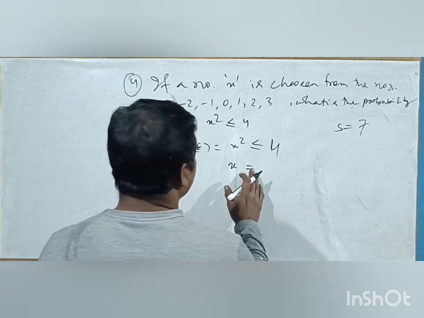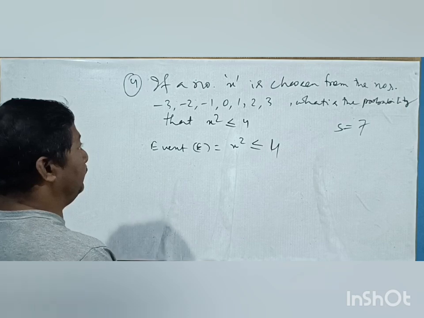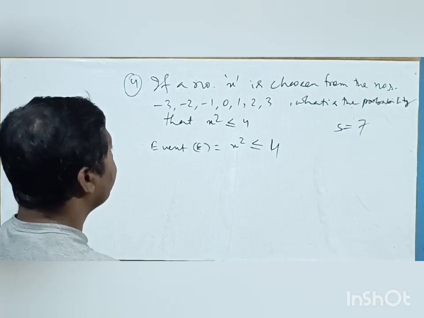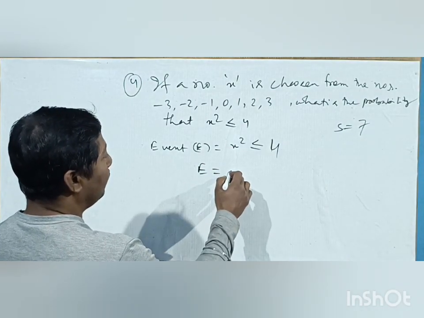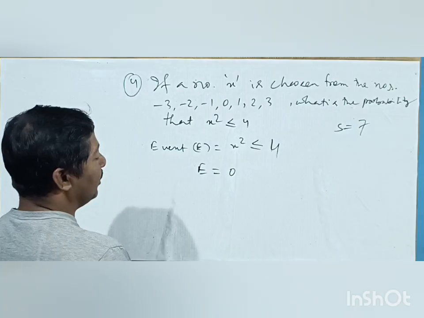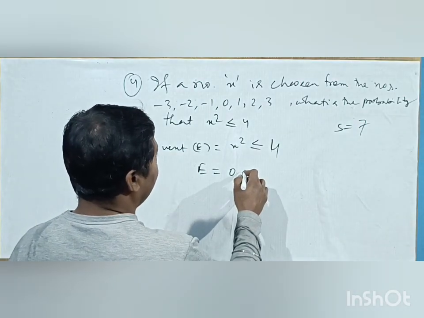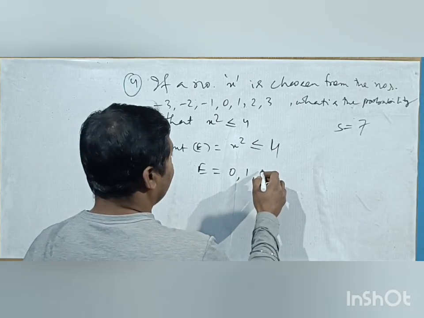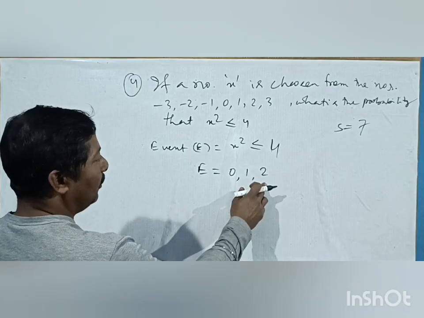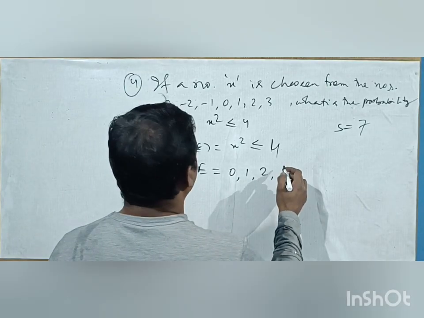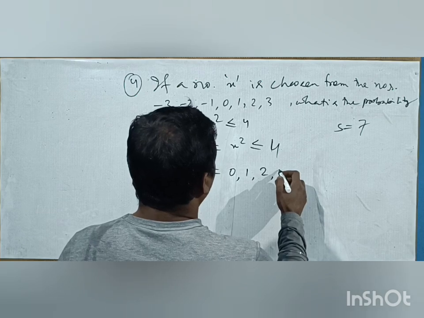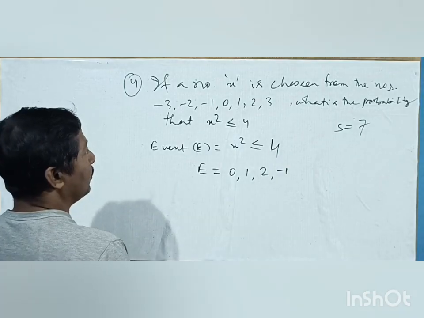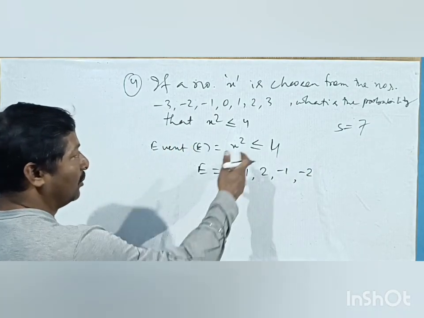So the event is 1, 0. 1 square is less than or equal to 4. 2 square is equal to 4, so that is allowed. -1 square is plus 1, and -2 square is plus 4, so equal to 4.